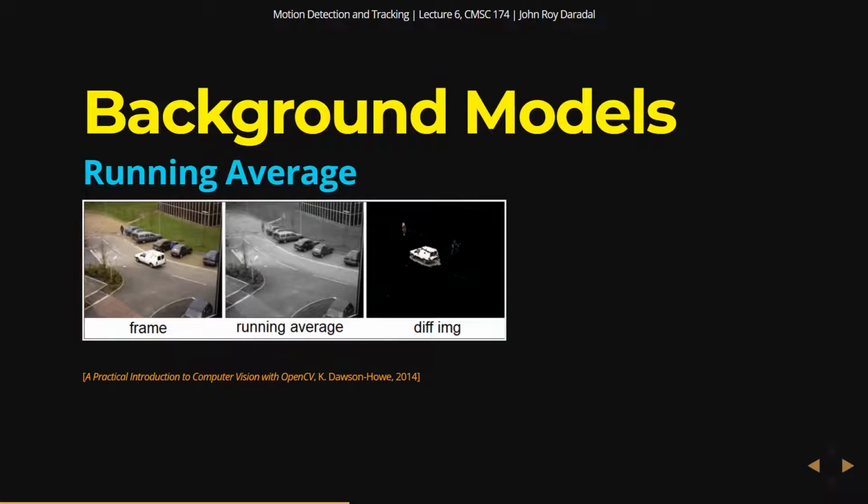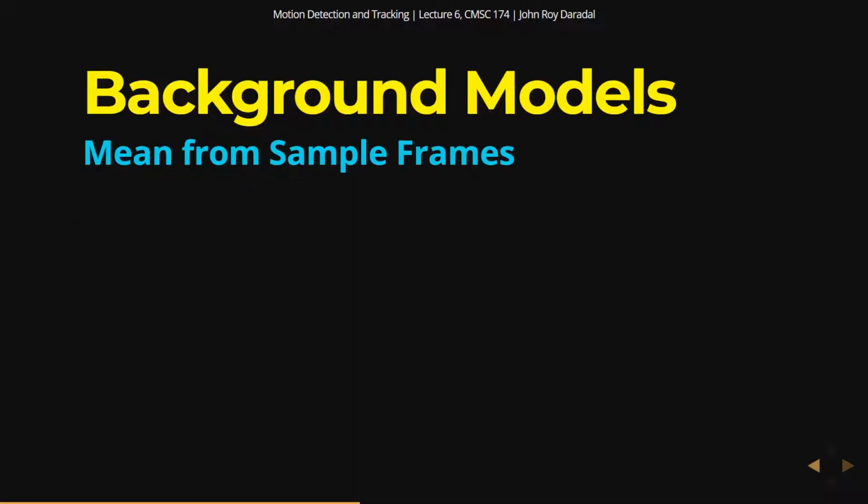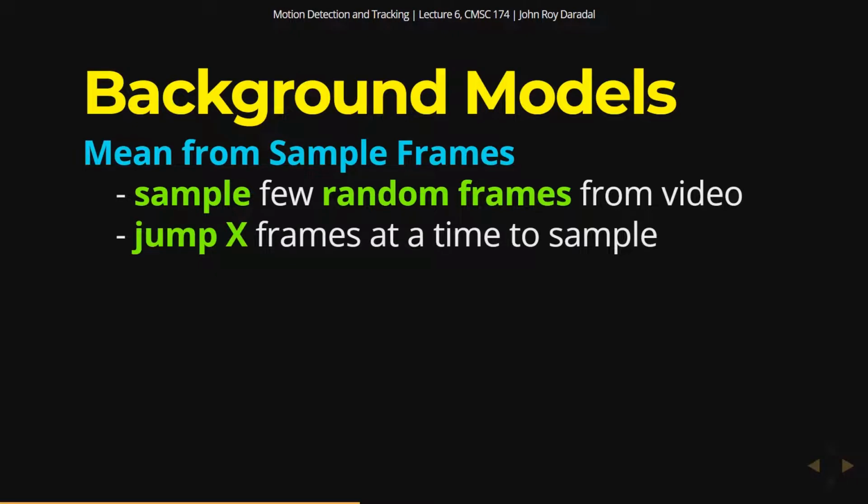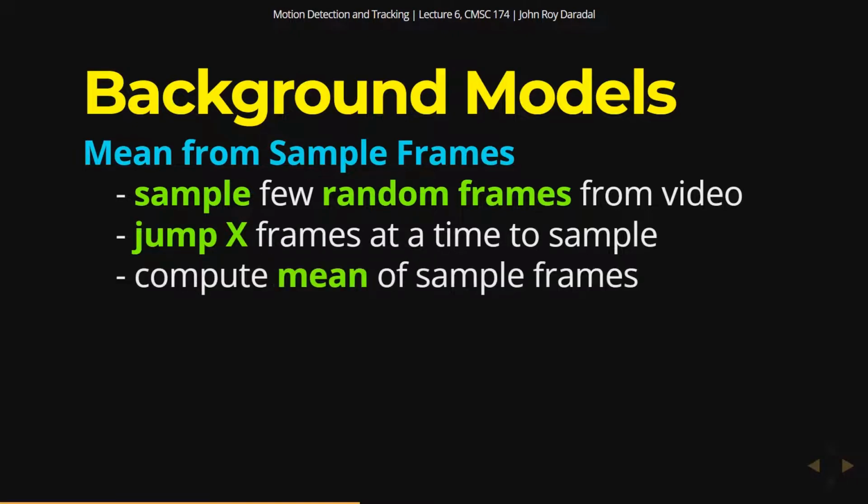So yeah, that's running average. Now next, you can also do mean or average from sample frames. So how will we do this? Instead of looking at the previous frames, what we can do is sample a few random frames from the video, and you can do this by, let's say, jumping X frames at a time and computing the mean of the sample frames.